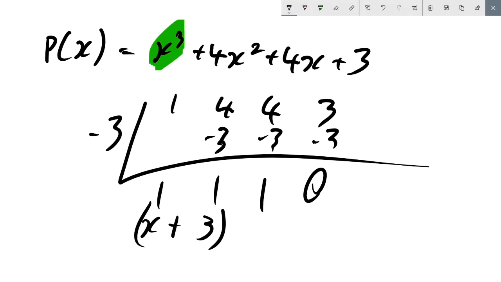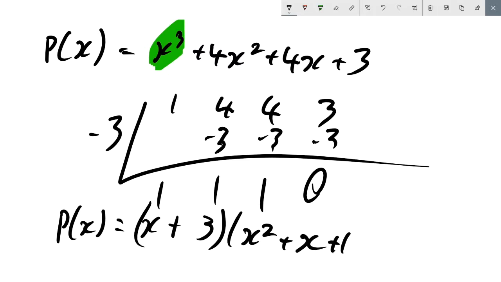So now, this polynomial P of x equals x plus 3 lots of x squared plus x plus 1, right? If we could factor this quadratic even more we would, but in this case we can't, so we leave it as is and we say this is factorized. That was when the leading coefficient was 1. So what happens if the coefficient is something other than 1? Well, we have a different theorem for that.